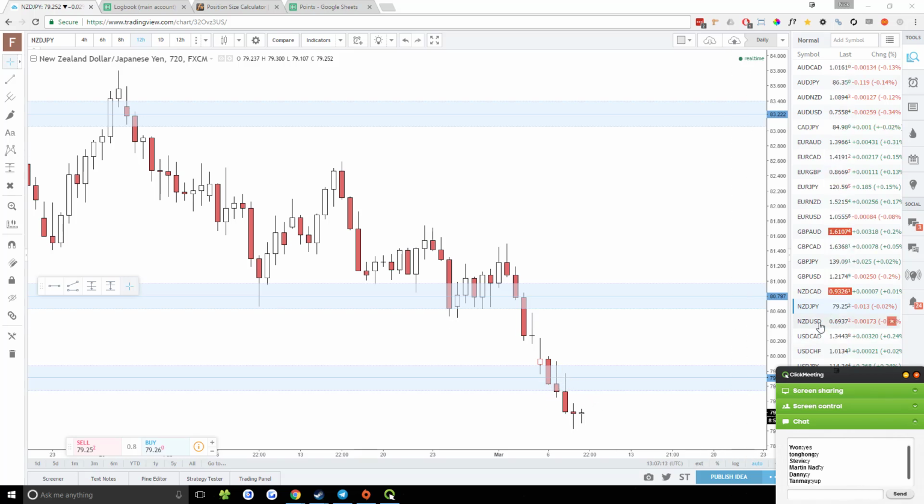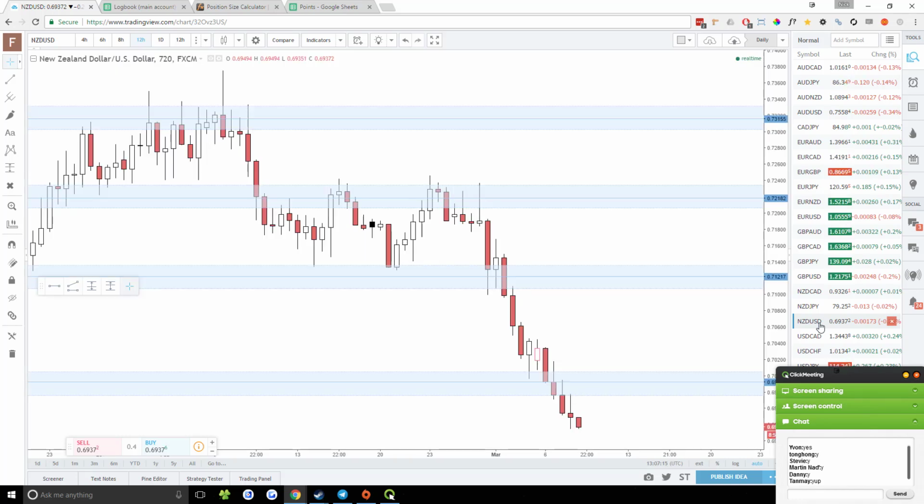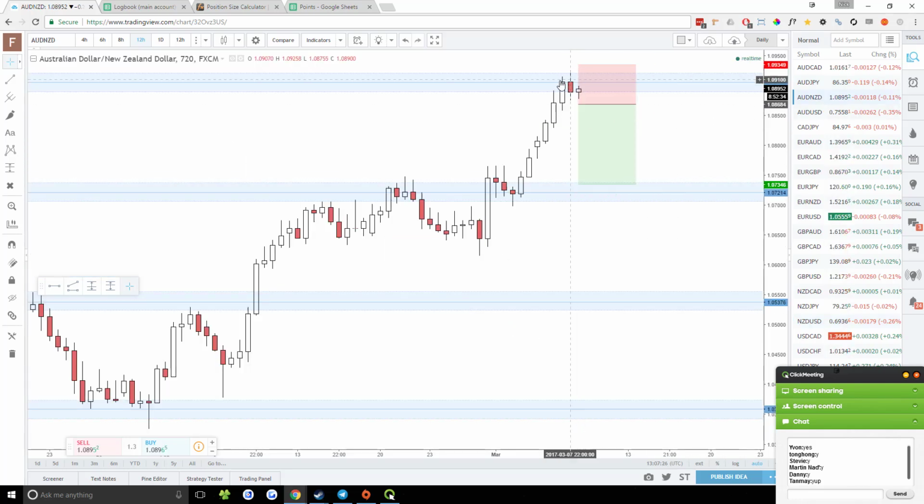So none of these trades triggered. They weren't failed trades, they just never triggered. New Zealand USD, same thing. Looking for a potential trade here, but it kept moving down. So those didn't trigger. The only New Zealand trade that we had that was below resistance, above support, was this one, AUD New Zealand. At the time, it was pretty much here.